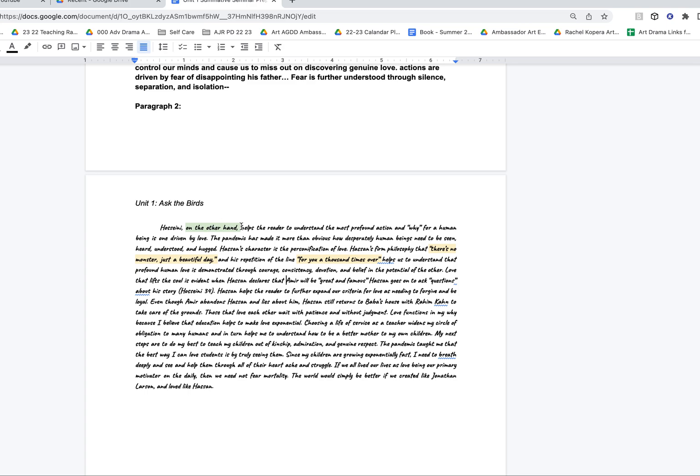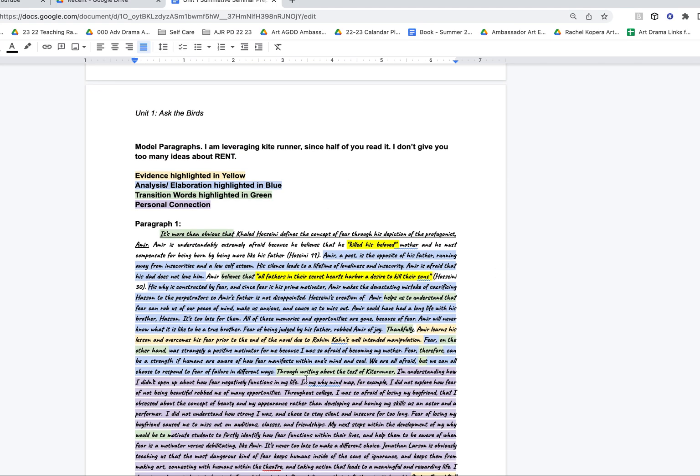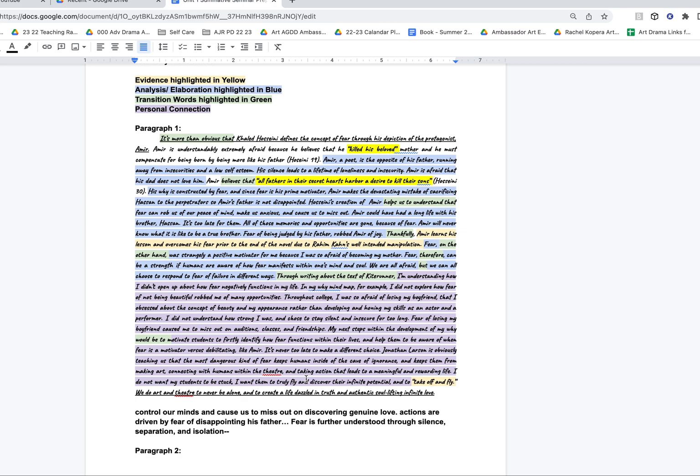And then this is the topic sentence, right? So now we're talking about the concept of love. Paragraph 1, talking about the concept of fear and how fear is defined through Rent and Tick, Tick, Boom.